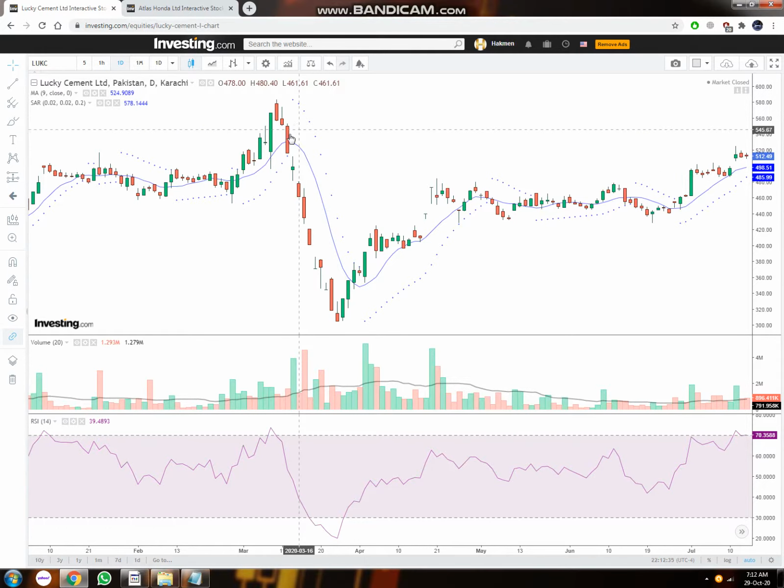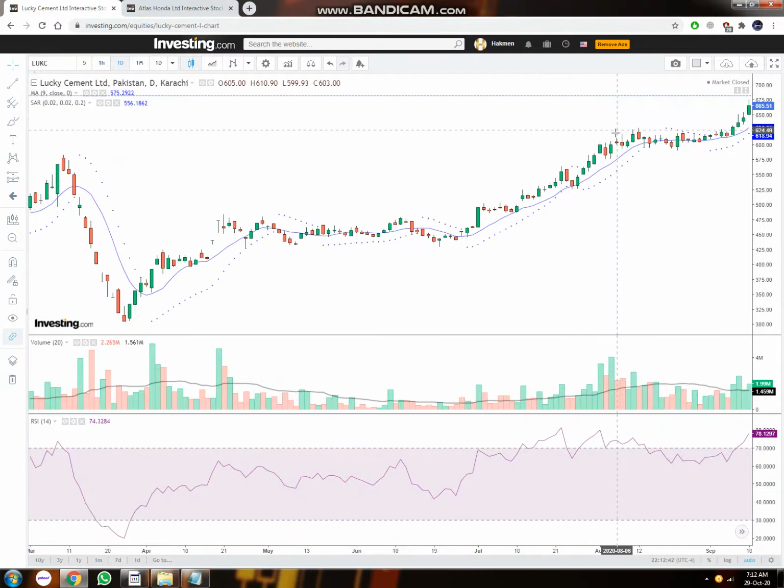Although I want to tell you that if you buy a stock here, you will have to sell it at this level here. The problem with this method is that you will have to wait for a while. How much time is this? This is the 16th of March, and what is this level? What is the date? 11th of August. So you will have to wait for around 5 months to gain profit from it.